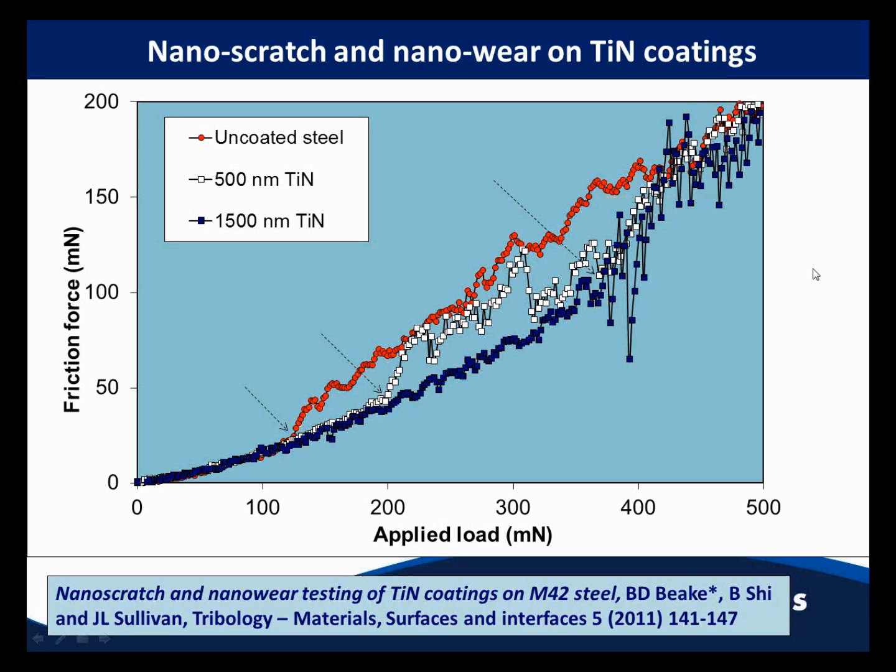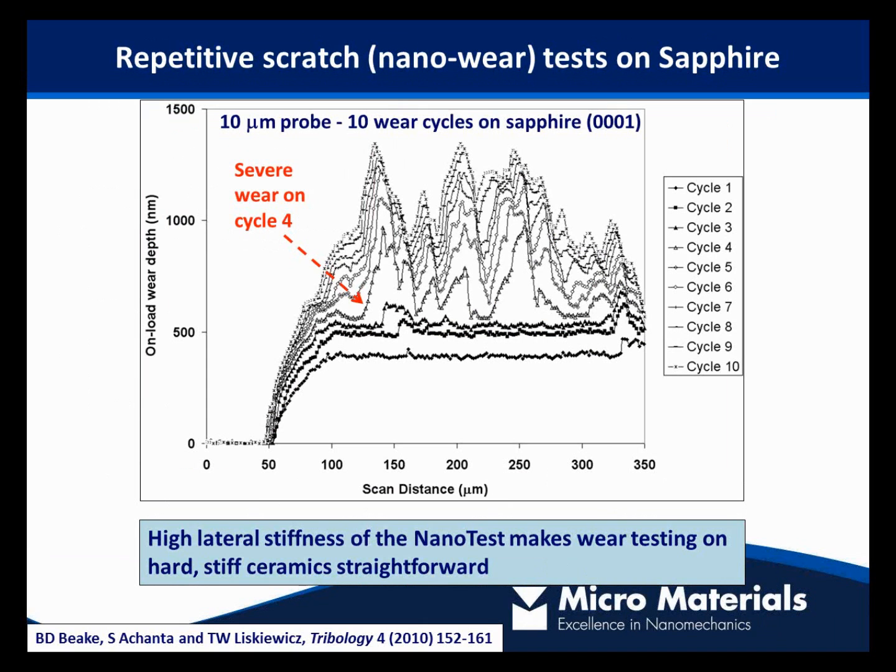This high lateral rigidity is useful as well if you're going to do some rather extreme wear testing. So this is a highly loaded contact with a small spherical probe on a sapphire single crystal. And here you can see an illustration of the progressive evolution of this wear in a 10-cycle test. This is the first cycle, so the load is ramped between here and here. After 100 microns to the end of the test, it's a constant load.